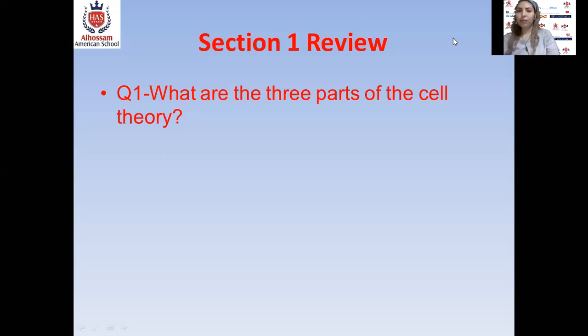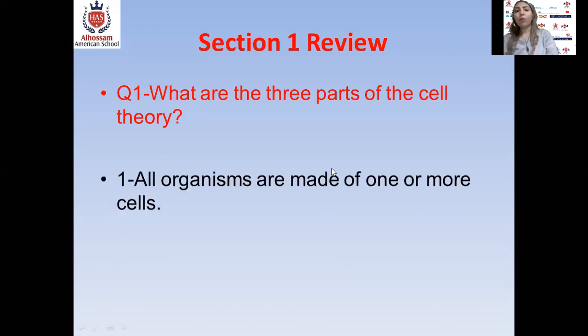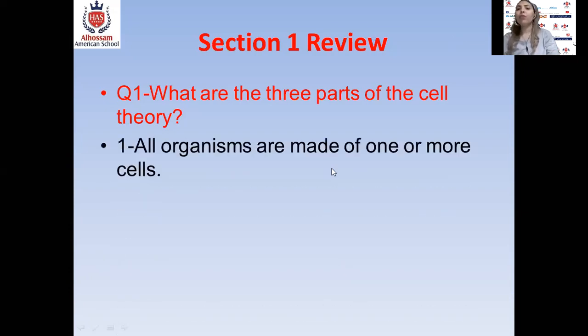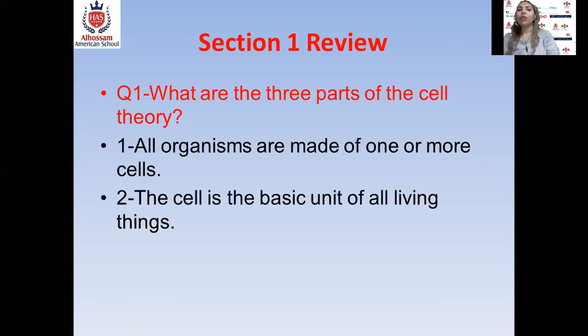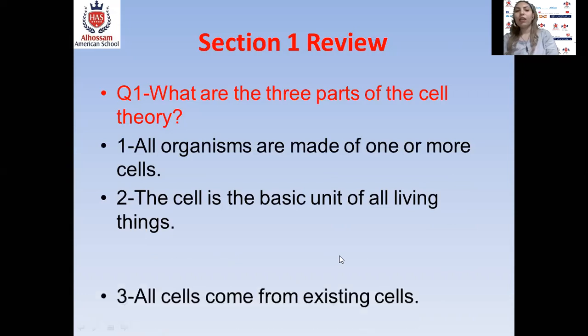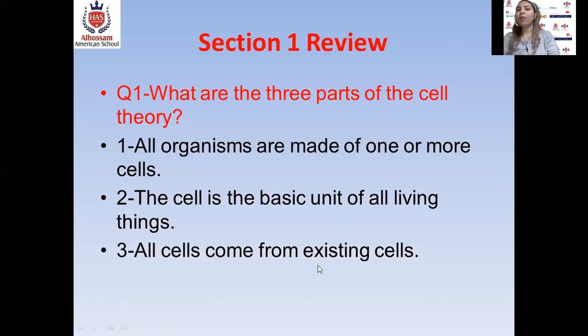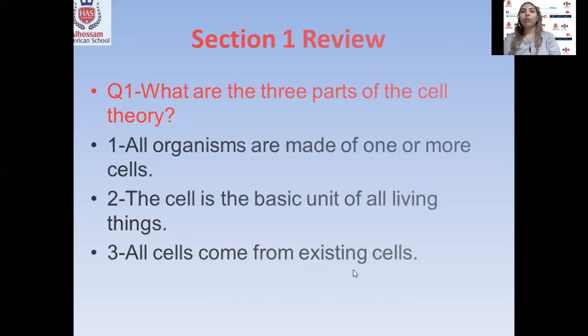So, as you said, number 1, all organisms are made of 1 or more cells. Number 2, the cell is the basic unit of all living things. Number 3, all cells come from existing cells. Well done.